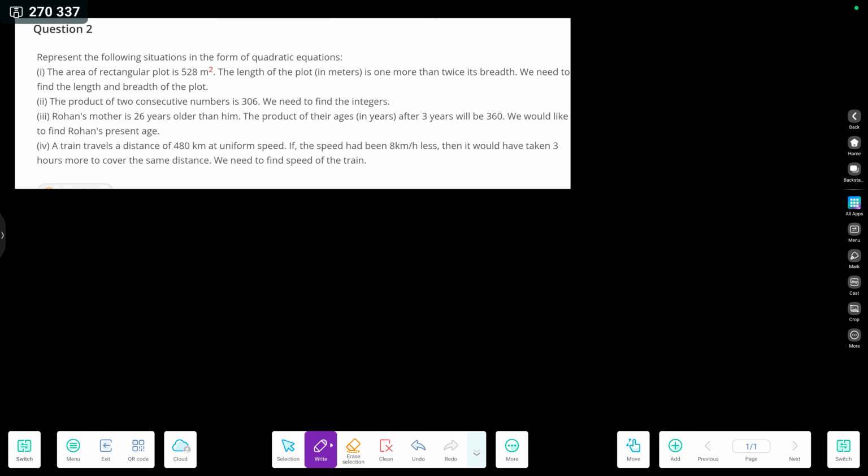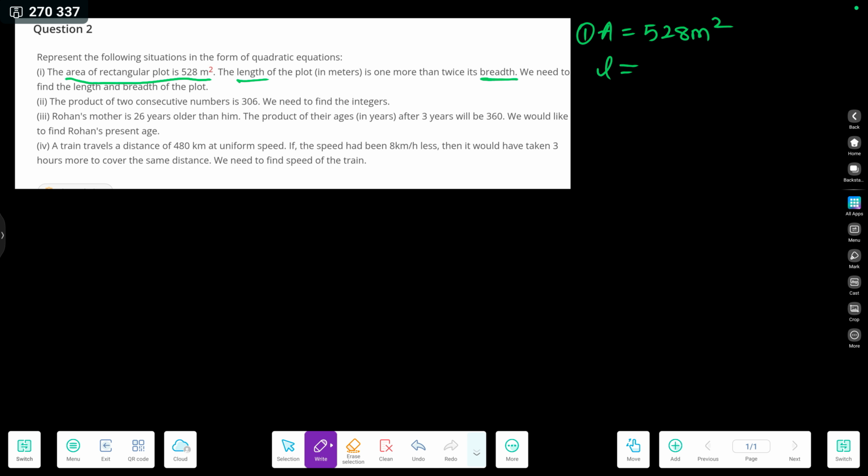Represent the following situation in the form of a quadratic equation. They are just asking for the representation. Listen, beta. Area of the rectangular plot. How much? 528. Twice its breadth. Means length depends on what? Breadth. Okay. Length depends on breadth.